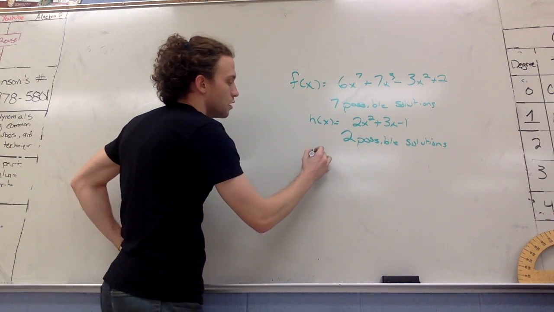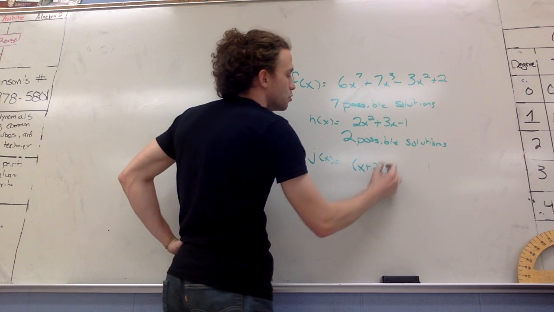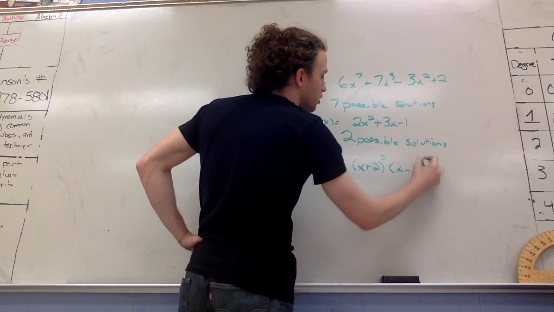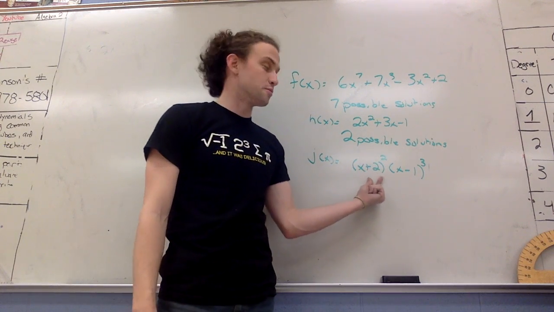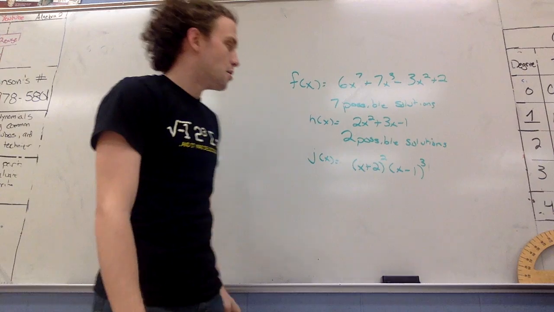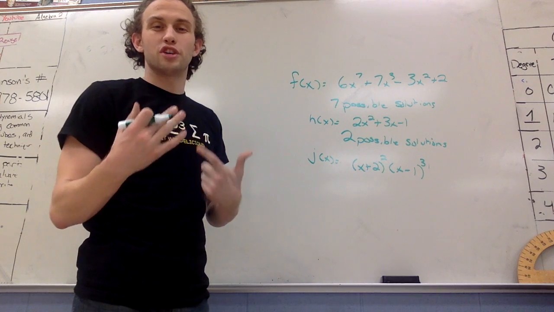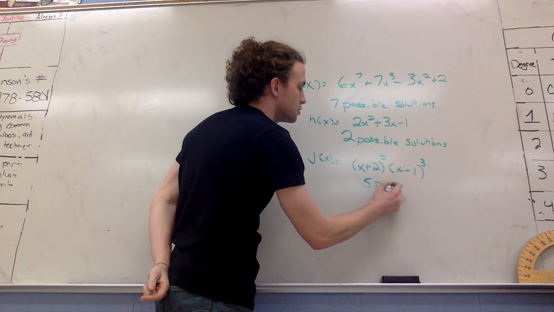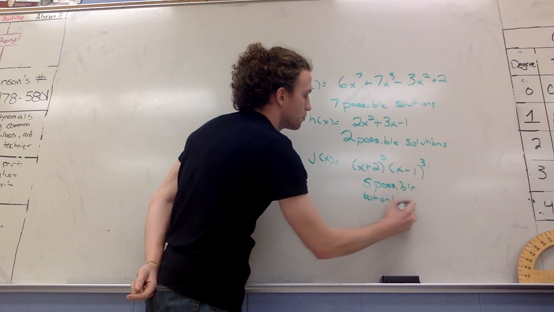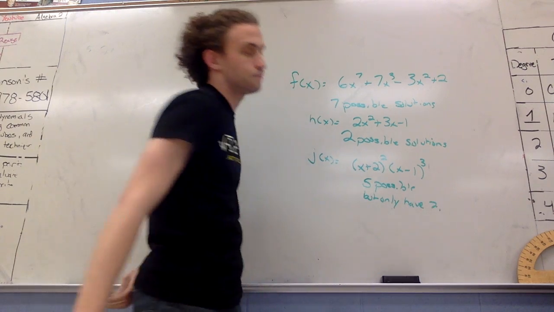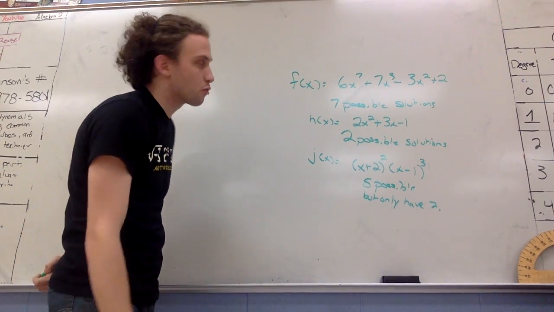Okay, how about this one? We'll go j of x is equal to x plus 2 squared times x minus 1 cubed. So we already know what the solutions are. We know they are negative 2 and 1. So we have 2 solutions. But with there being 2 x's here, 3 x's here, we have 5 possible solutions in general, okay? So we have 5 possibles. But actually, we only have 2. Unfortunately.